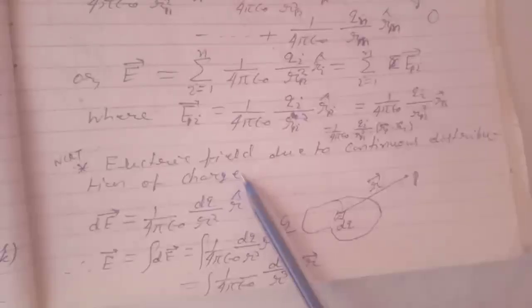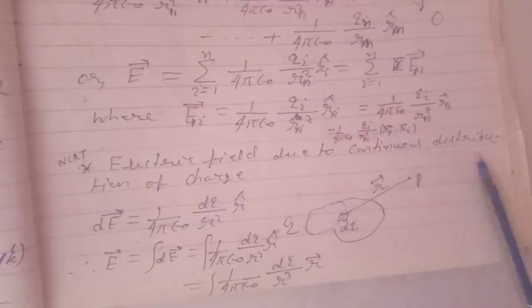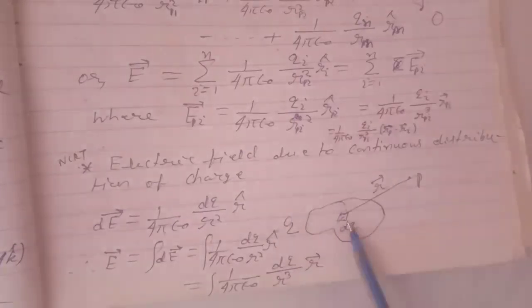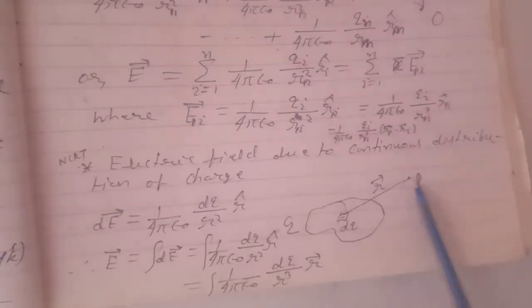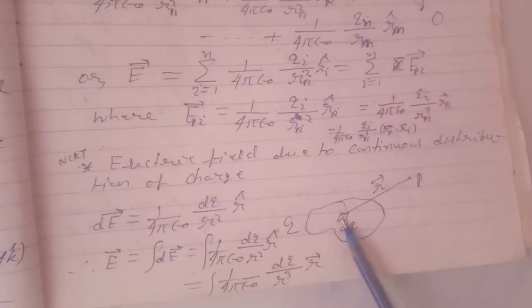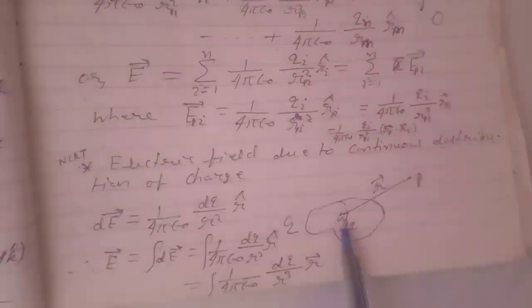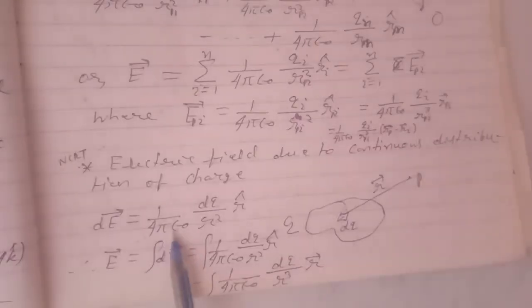Now, electric field due to a continuous distribution of charge. Consider a continuous distribution of charge, and we have to calculate the electric field at a point. So we take an elementary charge dq at a distance r, where r is the vector. We can write the elementary electric field due to dq as dE vector equals 1 by 4 pi epsilon naught, dq by r square, into r cap.